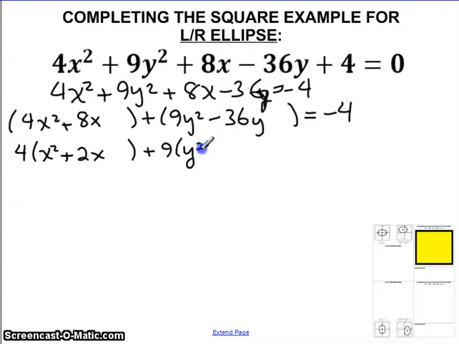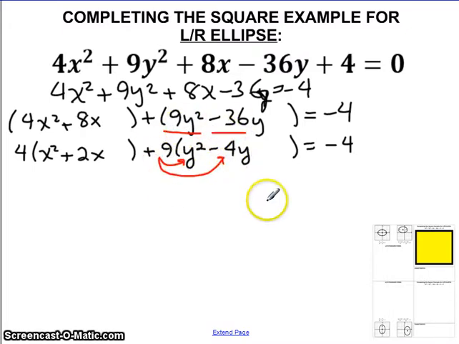I'm going to factor out 9 from y squared, and I'll factor out 9 from 36y. This is still -4 over here. So once again, we'll take a look at this. If I multiply 9 times y squared, I'm going to get 9y squared. And if I distribute the 9 into the -4, I'll get the -36y. So this is why I have to pull out 9 from each of the terms, because I'm basically undoing the distribution in this operation here.